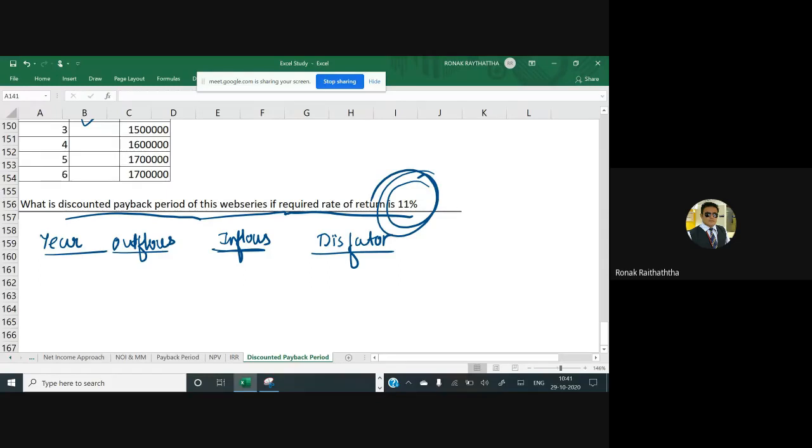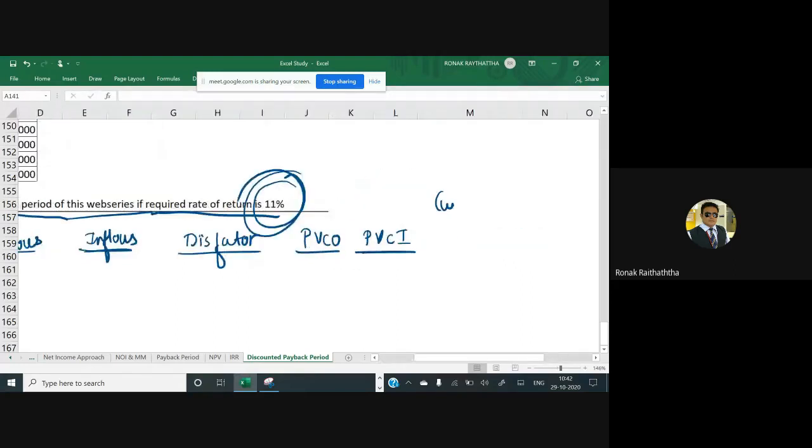Okay, after that I would prepare PVCO, then I would prepare PVCI. And if you can recall a bit, in payback period we were finding the cumulative cash inflows. So there would be a last column of cumulative PVCI. The only difference here is that instead of cumulative cash inflows, you are taking cumulative present value of cash inflows.